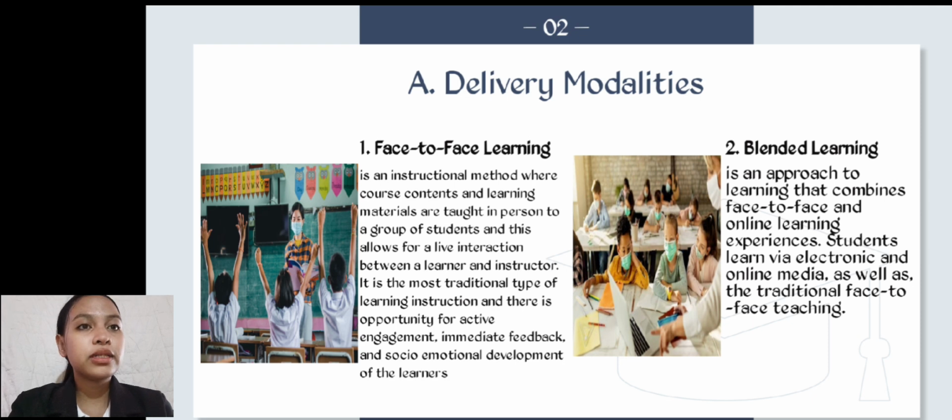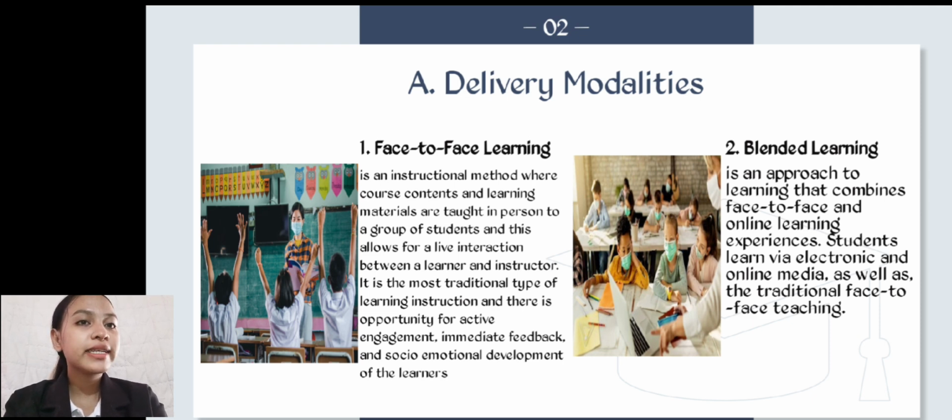So let's talk about the second one. Blended learning is an approach to learning that combines face-to-face and online learning experiences. Students learn via electronic and online media as well as traditional face-to-face teaching. So in short, blended learning combines in-person classes with online learning to make lessons more flexible. For example, in a blended learning setup, a teacher might assign students to watch an instructional video at home and then discuss it in class the next day.